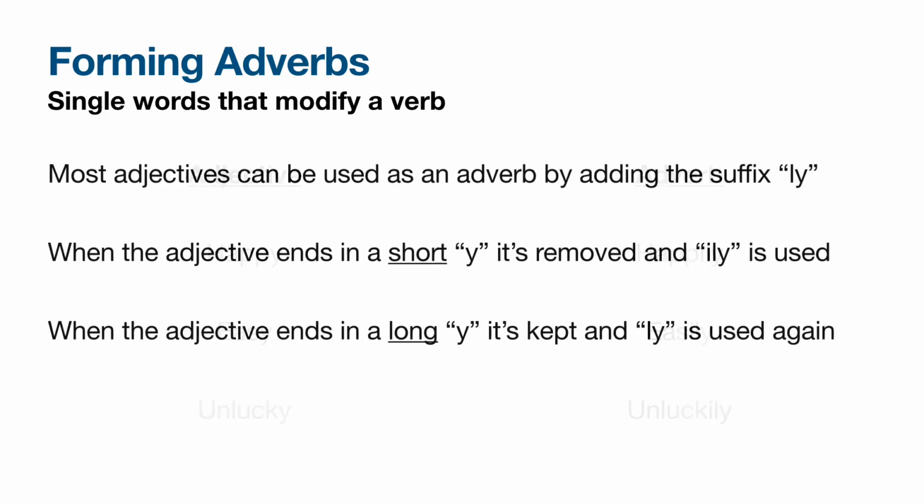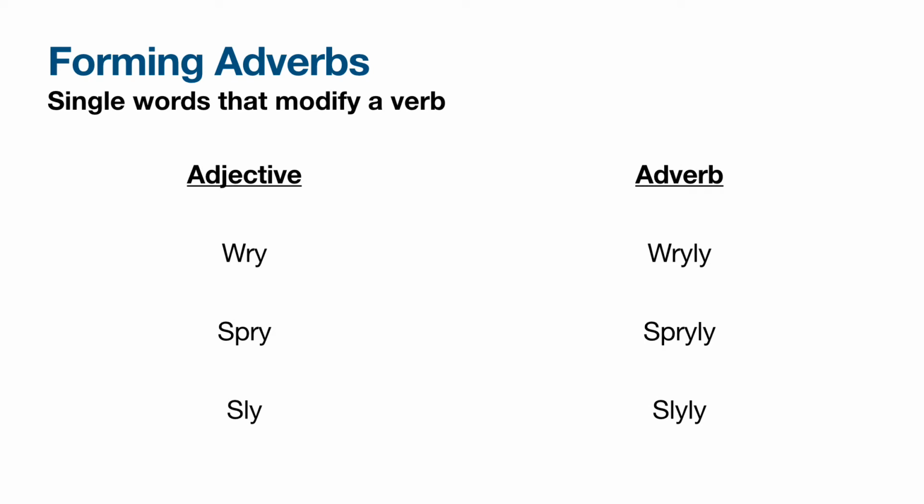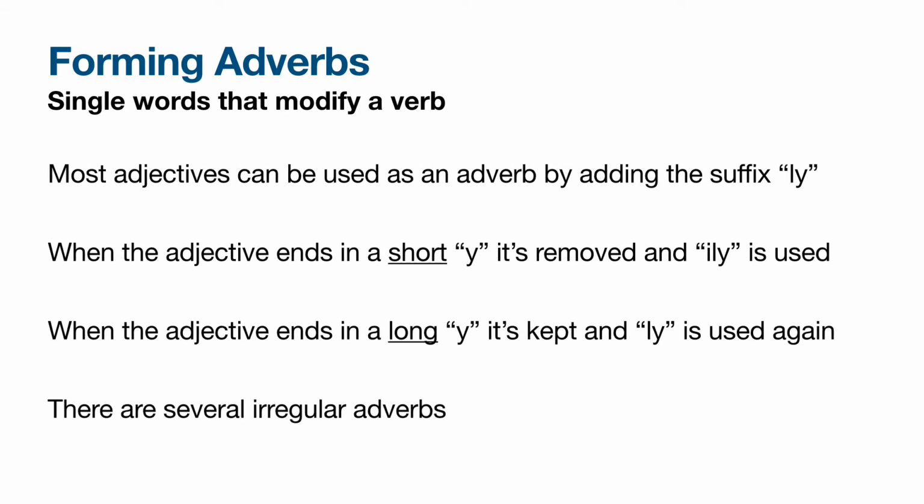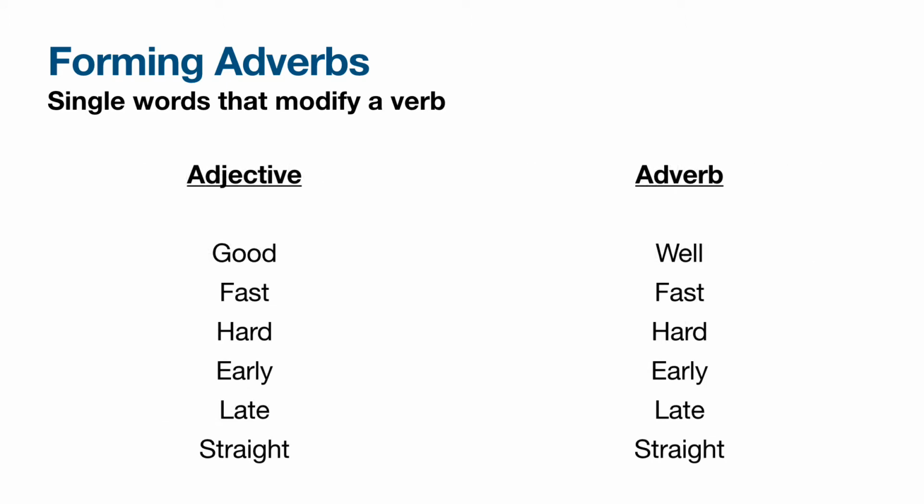However, when an adjective ends in a long y sound, in a word such as shy, we keep the y and add ly. This looks strange, but it is correct. Here are some more examples. There are also irregular adverbs, and these need to be memorized. Good changes to well. Fast stays fast. Hard stays hard. This one is especially tricky because hardly is also an adverb, but the meaning is not carried from the adjective.